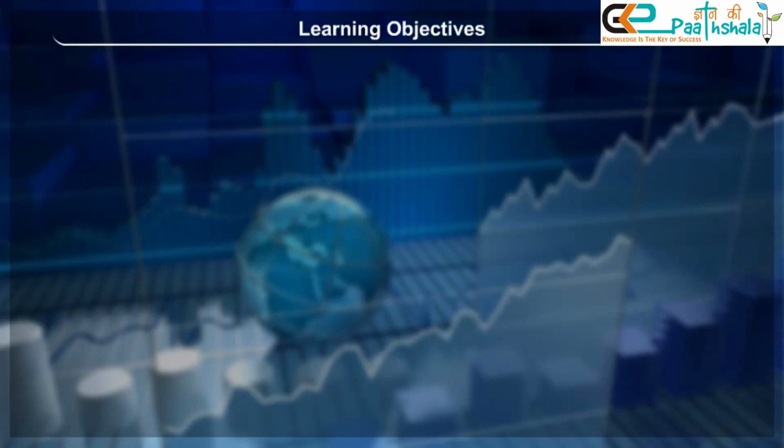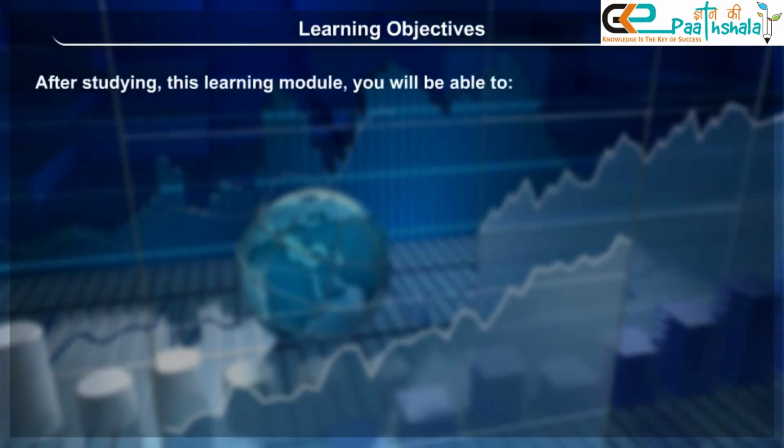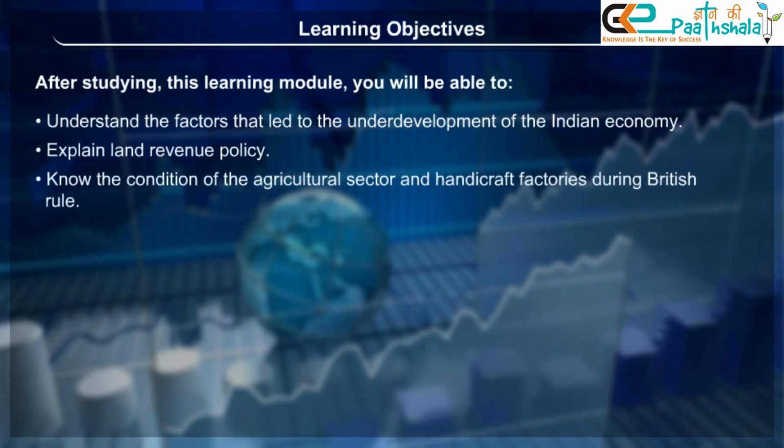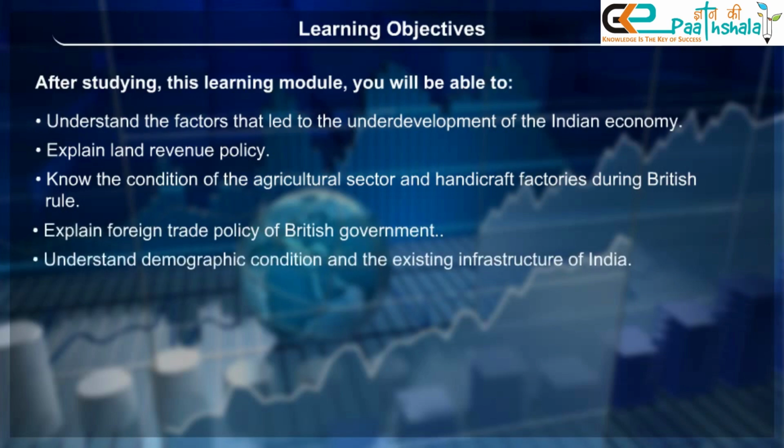Learning objectives. After studying this learning module, you will be able to understand the factors that led to the underdevelopment of the Indian economy. Explain land revenue policy. Know the condition of the agricultural sector and handicraft factories during British rule. Explain foreign trade policy of the British government. Understand demographic condition and the existing infrastructure of India.